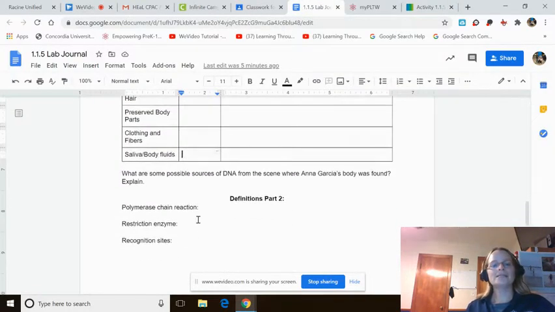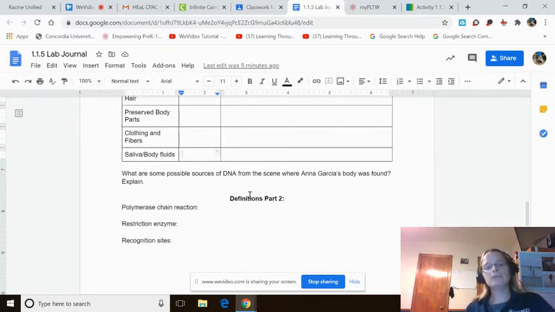So what are some possible sources of DNA from Anna Garcia's scene? Pause it and think about it. The blood, that's right. The hair, yep. The beaker, the flask, maybe. Sure, all of these things and more. And the explanation, guys, is very simple. Where you find cells, you find DNA.